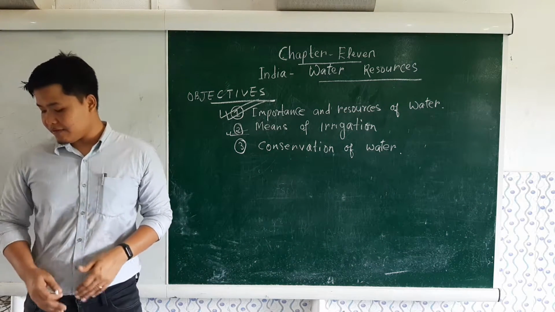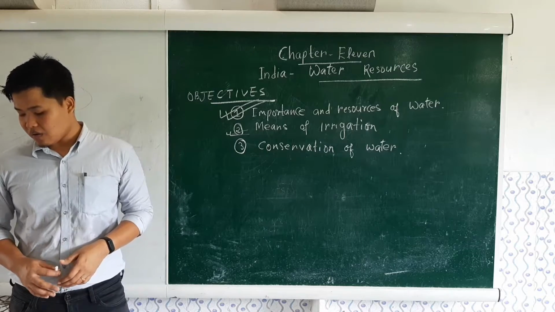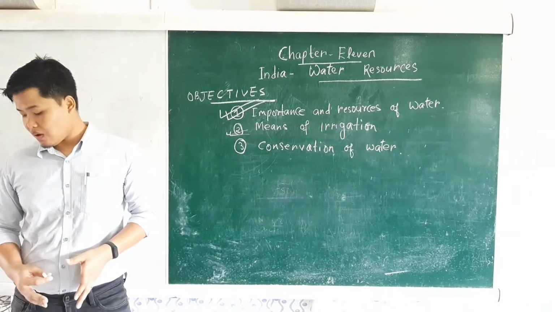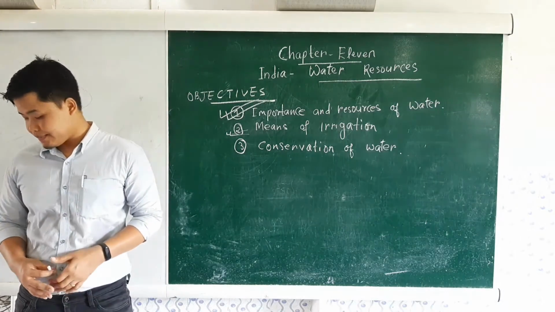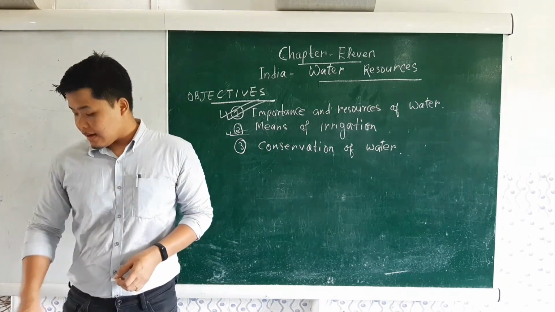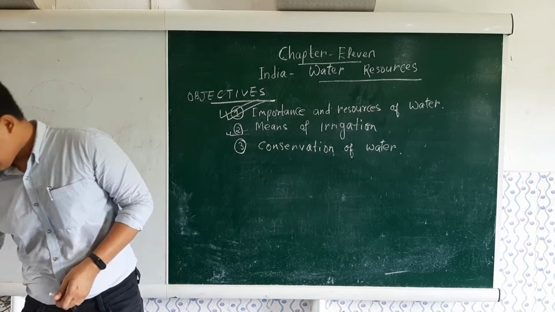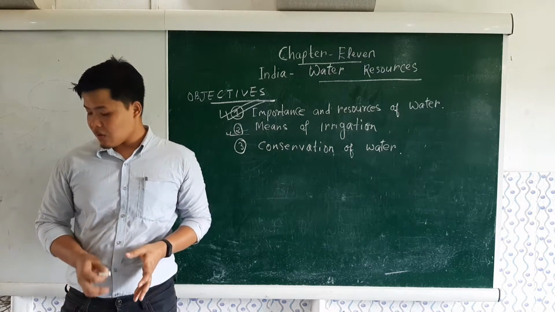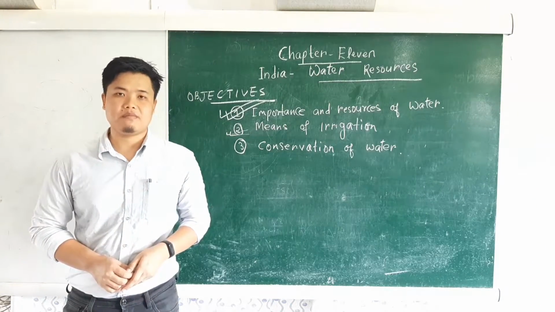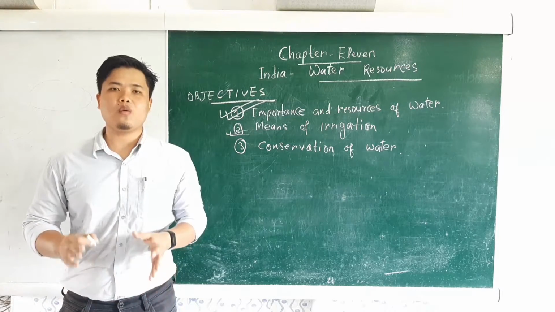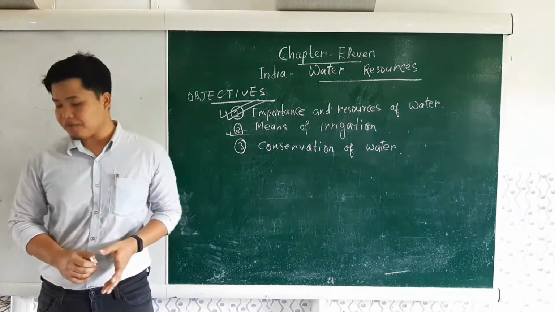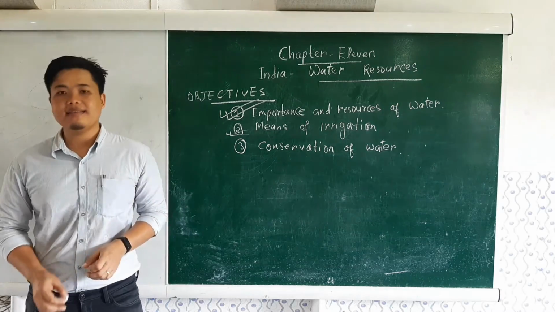The next we have Sardar Sarovar Dam, which is built on the river Narmada. And this Sardar Sarovar Dam provides the entire water necessary for the states of Madhya Pradesh and Gujarat.